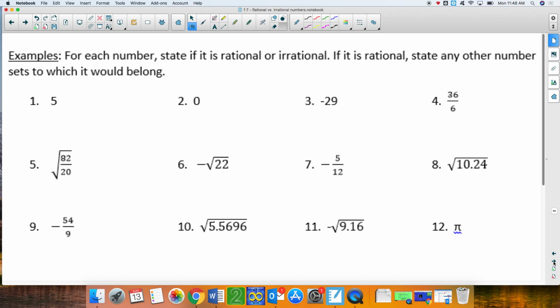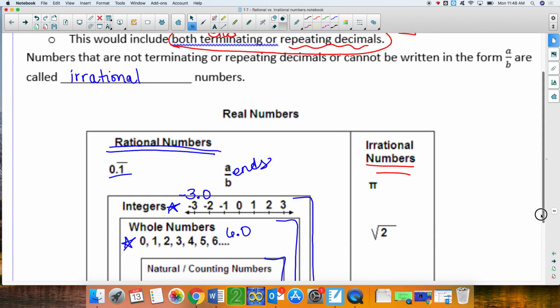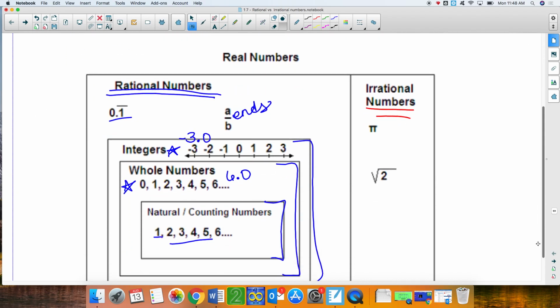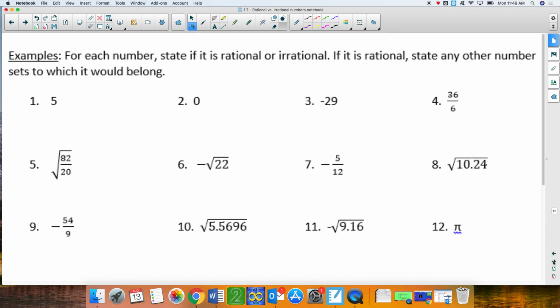Okay, so what you're going to be asked to do is to look at a number and state if it's rational or irrational. And then if it is rational, we want to state any other number sets to which it would belong. Because remember, if a number is rational, it could also be one of the following, or maybe all three of the following. So we want to list all the sets to which it belongs.